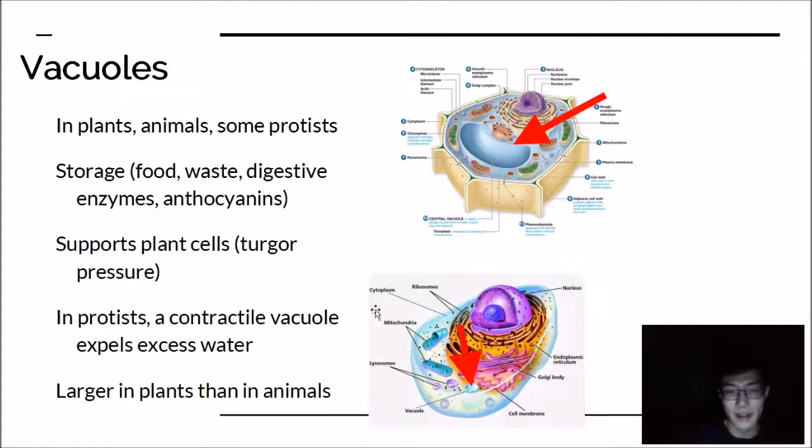In protists, the vacuole is what's sometimes called a contractile vacuole, and it has the ability to expel excess water. And as mentioned, the vacuole is generally larger in plants than animals. So if you look at this over here, which is a diagram for an animal cell, you can see the vacuole is fairly small, whereas in plants you often have a very large central vacuole and perhaps some smaller vacuoles as well. So there you go, the vacuole.